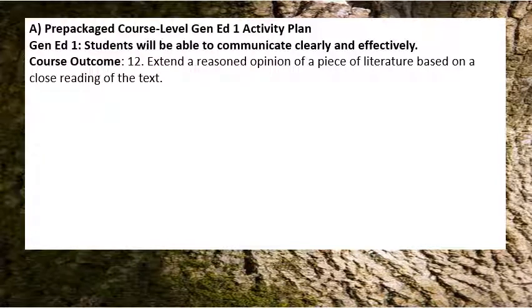So the first thing that it asks is which Gen Ed, or in the future institutional outcome, are you tying this to? And I tied mine to 1, institutional activity 1. Students will be able to communicate clearly and effectively. And then I also needed to tie that to a course outcome. So the course outcome for English 102 that I chose is extend a reasoned piece of literature based on a close reading of the text.